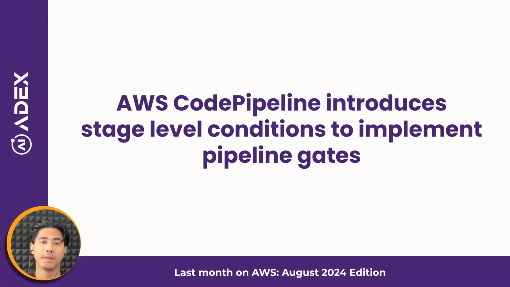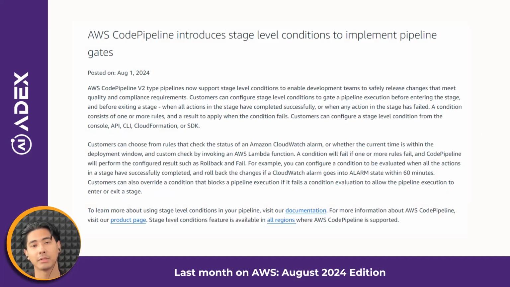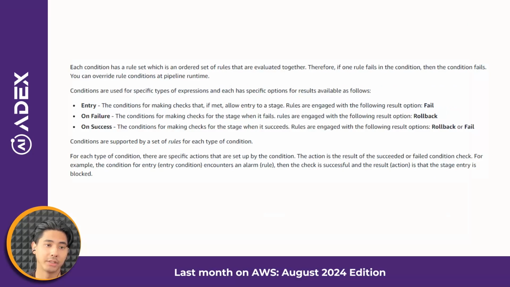For our first update, we have AWS CodePipeline, which now supports multi-stage conditions. With this new update, teams can enforce quality and compliance checks before a pipeline is moved in or out of a stage. You can also set conditions to ensure all actions in a stage complete successfully, or even halt the pipeline if any action fails.